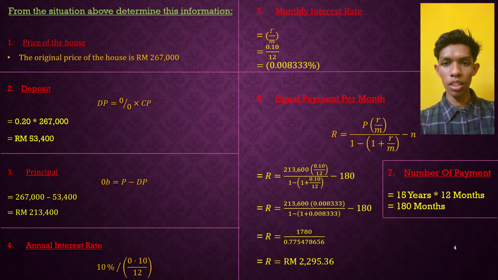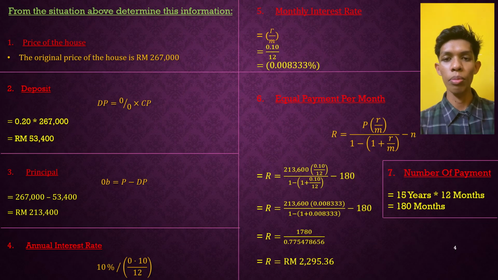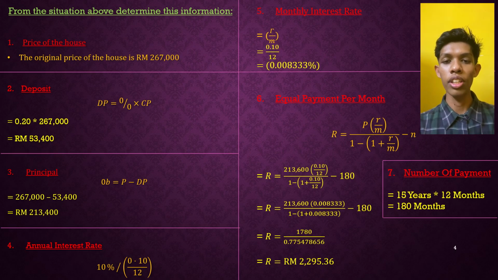213,600 darab 0.10 per 12, bahagi 1 tolak 1 tambah 0.10 per 12 tolak 180, akan dapat 0.00833 bahagi dengan 1 tolak 1.00833 tolak 180, bahagi dengan 0.7754478656, akan dapat RM2,295.36 sen. Soalan yang ketujuh, number of payment for 15 years.